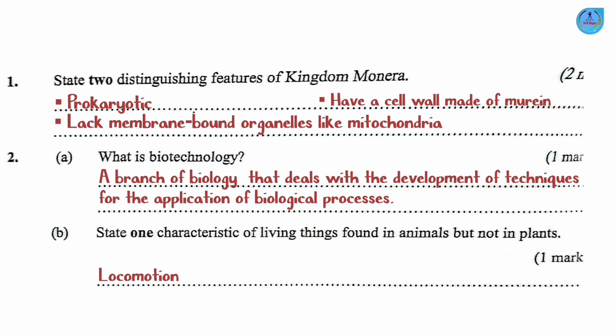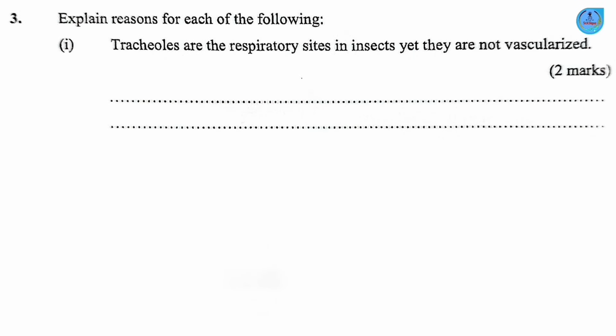Moving on to question number 3. Explain reasons for each of the following. Roman number 1. Tracheoles are the respiratory sites in insects, yet they are not vascularized.